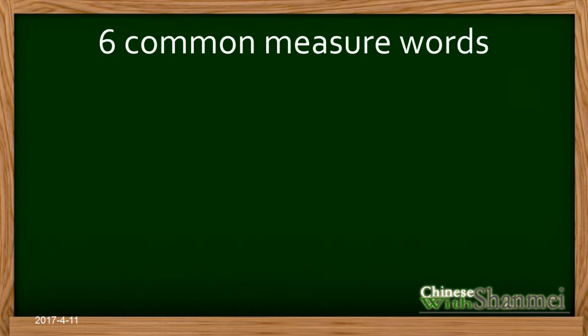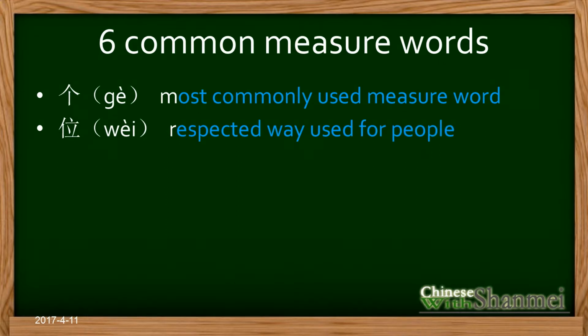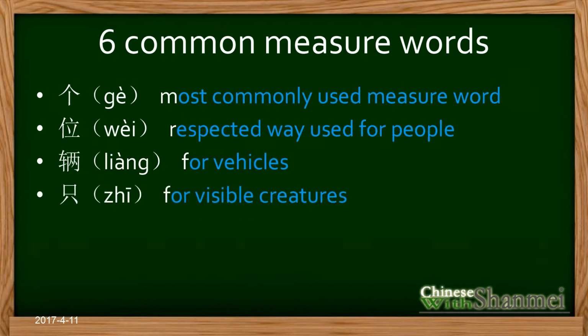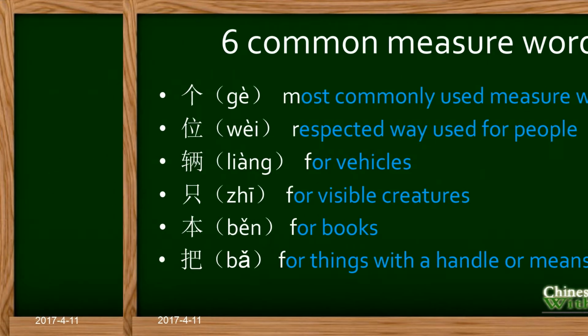We're going to learn 6 common measure words. 个 is the most commonly used measure word. 位, respected way used for people. 辆 is used for vehicles. 只, measure word for visible creatures. 本, measure word for books. 把, measure word for things with a handle or means a handful. If you don't understand what I just said, don't worry, I'll show you with the examples.